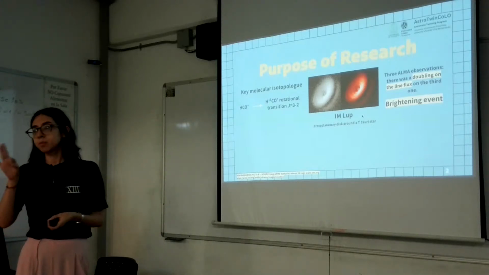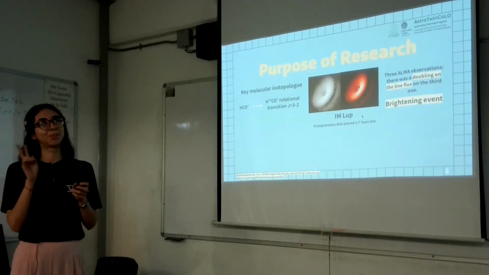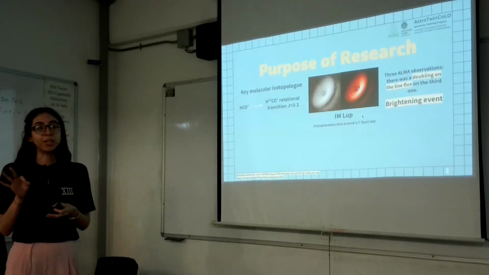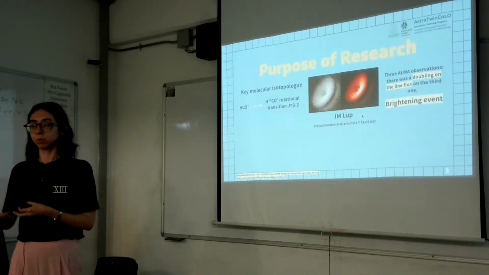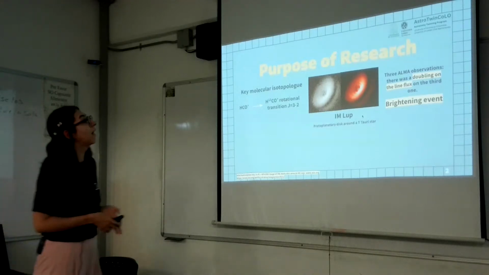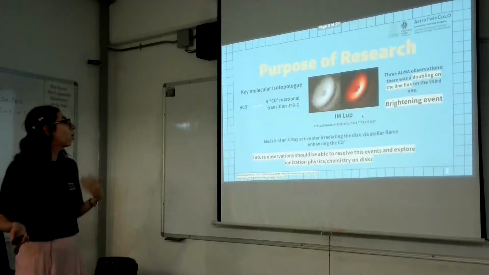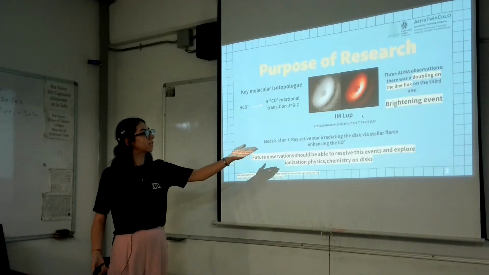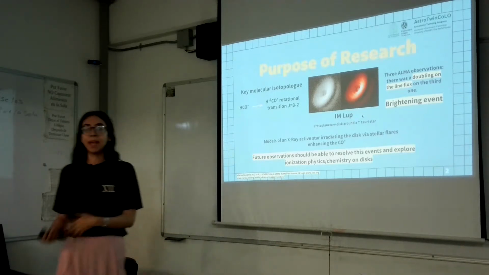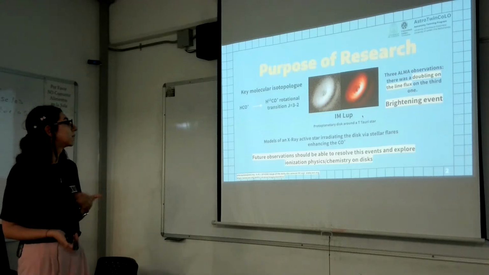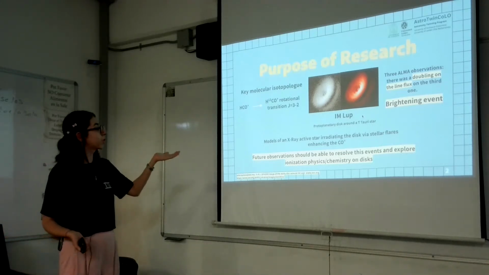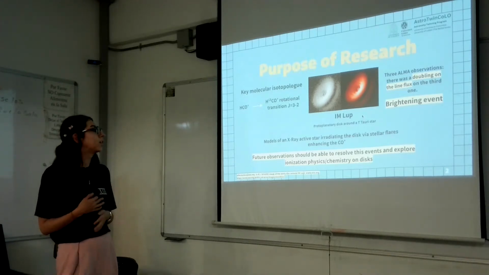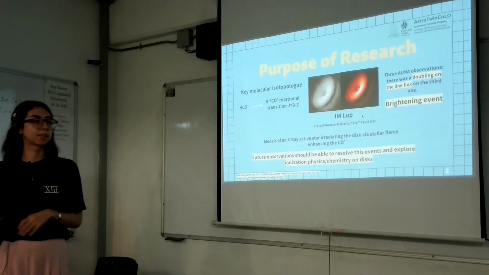Basically, what they did was three observations. During the first two, they observed a normal line flux. But during the third one, they realized that actually the flux doubled, and they were like, why is this happening? This is a brightening event. So they realized, okay, we have an X-ray active star, and it is continually irradiating the disk via stellar flares, which is enhancing the molecular ions that are present. So if this actually is true, future observations should be able to resolve these events and also allow us to explore ionization physics and chemistry on disks.